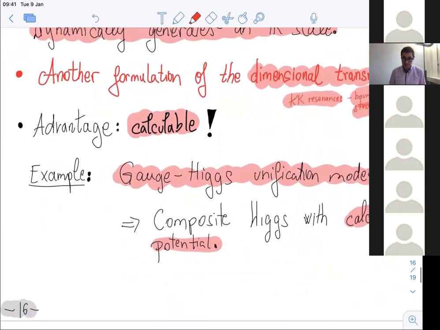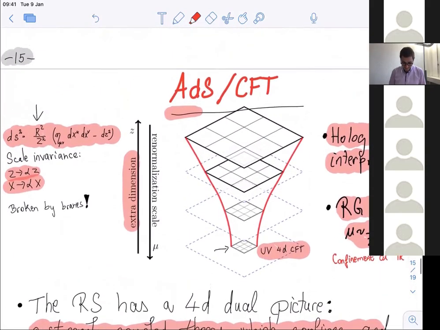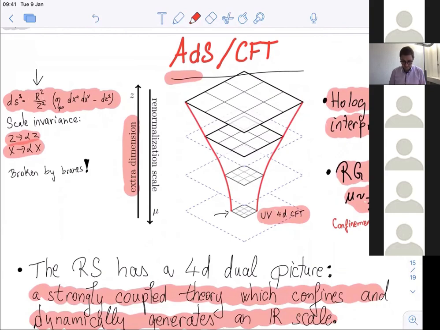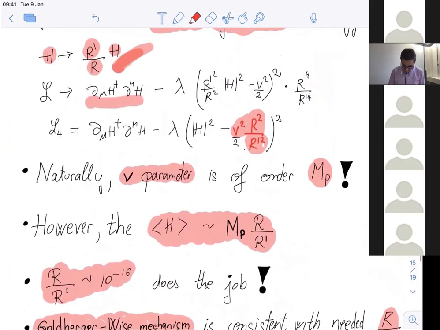Any questions? Yes, if I may. Sorry, unfortunately I missed the first lecture, but if I understand it correctly, the hierarchy problem is solved by making this extra dimension very small. Is that the correct reasoning? Well, the extra dimension is small, but it has a very special geometry, this warped geometry. So the weak scale is warped down by this additional warp. The warp factor is R over R prime. So the geometry makes the weak scale warped down from the Planck scale.